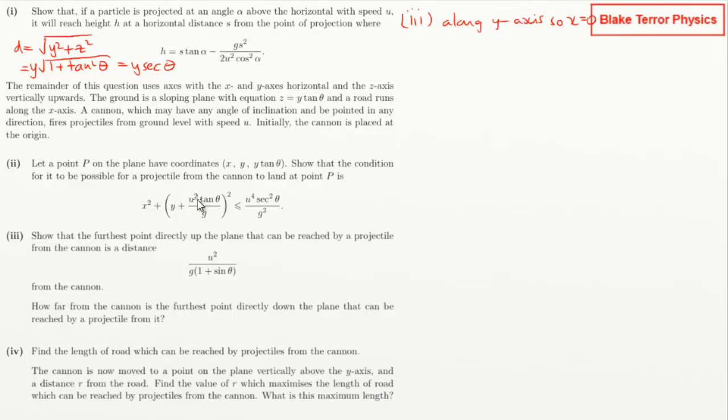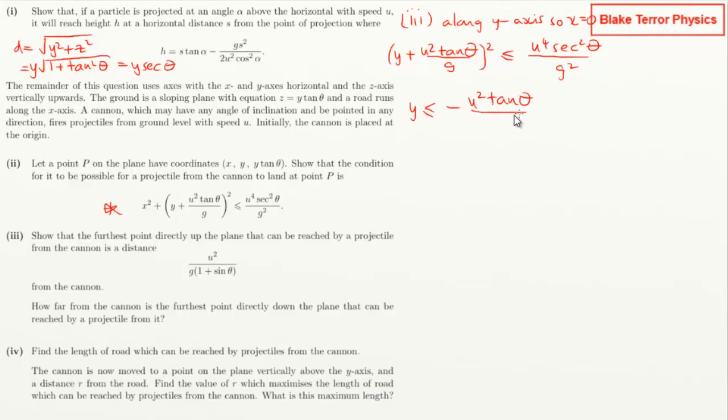Right, so that should give us quite a lot to work with then. We've got this, x is 0, so let's stick some stuff in and see where we end up going. So we've got y plus u squared tan theta over g, squared, is less than or equal to u to the 4 sec squared theta over g squared. So square root both sides, take off the u squared bit. So I've got that y is going to be less than or equal to the, well, I'll put a negative there because I know that's going to be a negative.